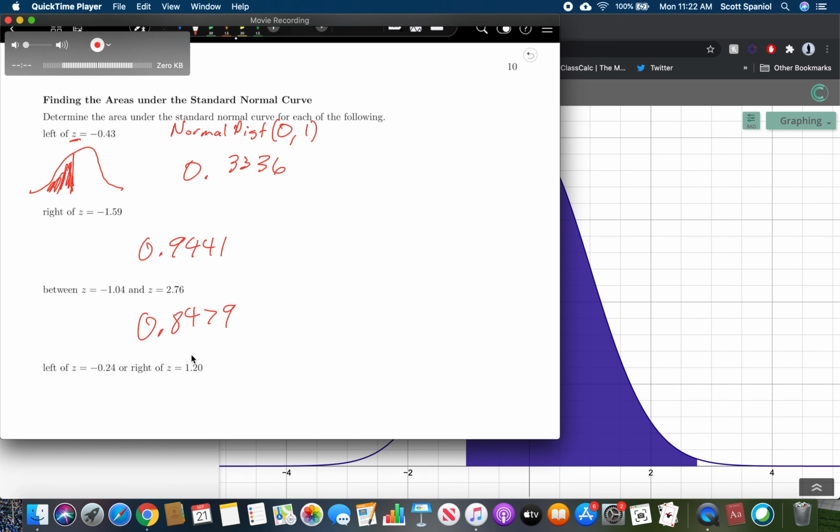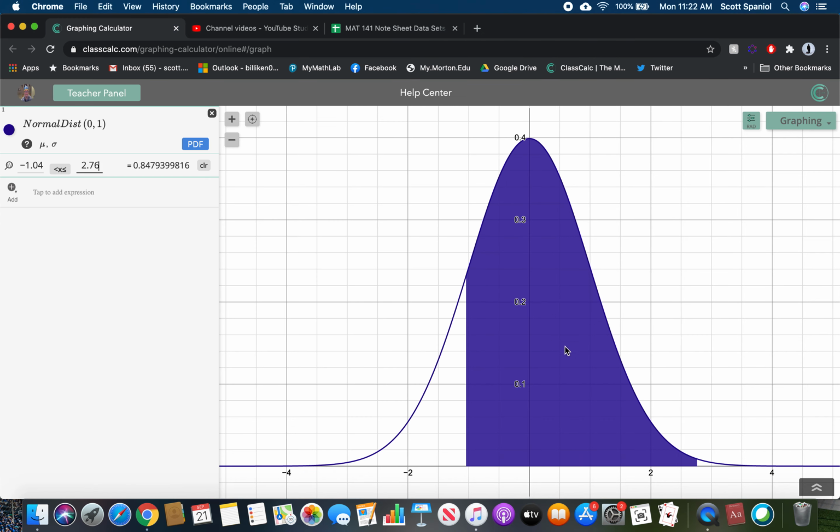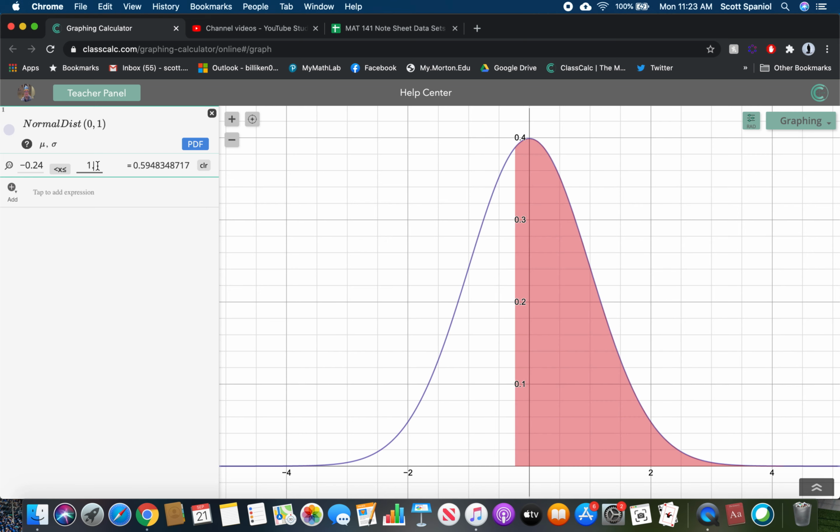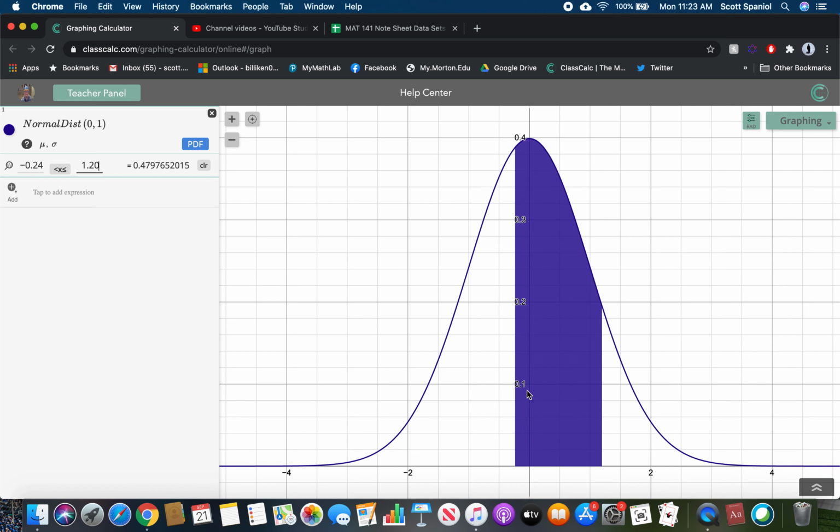And now the last one here, they're asking us to do the area to the left of z equals negative 0.24 or right of 1.2. So we're actually going to do outside of this area. So it's the same idea as what we did here, except we want to do outside. Okay, so what we're going to do is we're going to put in our values, which is negative 0.24 to 1.20. So we're doing the area between those, but I don't actually want the shaded region, which is this number. What I want is these regions out here.